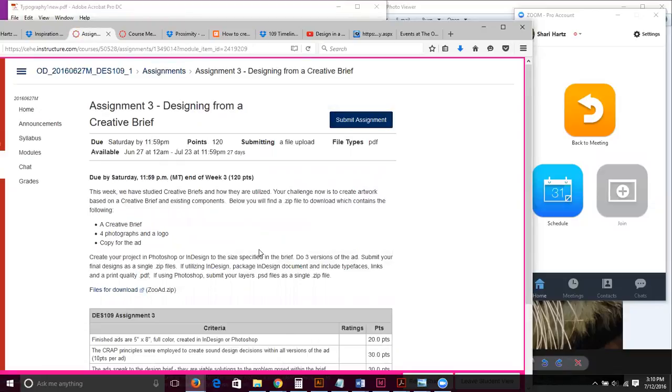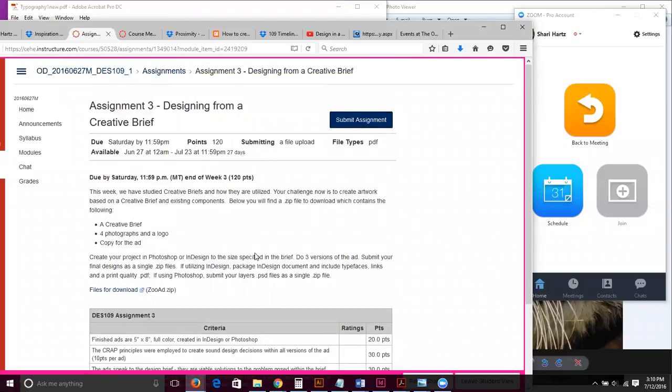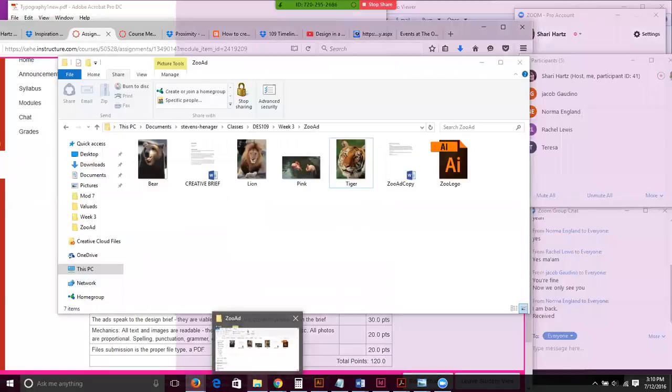All right, so when it comes to this idea of designing a creative brief, we're actually not going to be designing the creative brief. What we're going to be doing is using the creative brief to help us figure out what we're going to do for our design. So Shell sent me over some examples of what some students have done in the past.